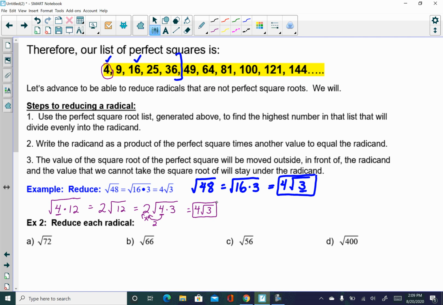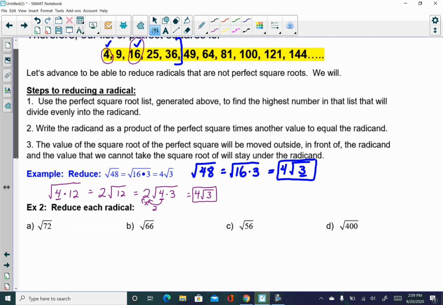Again, it's easiest if you go with the highest number first, but I wanted to let you know that if you don't pick that highest number, always be on the lookout to make sure that your final answer is reduced to lowest possible terms. And here, whenever we picked our 4 underneath the radical, we were still left with a 12, and there's still a number in our list that can go into 12, so I can't stop there.